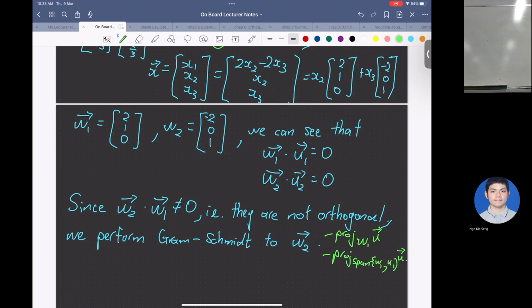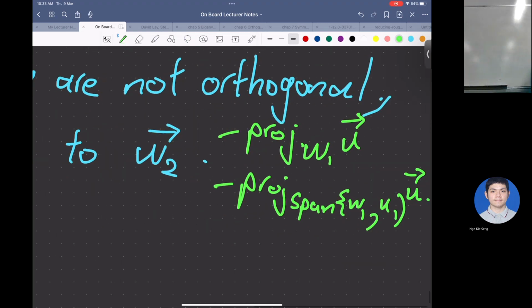And then if you project on W1 and U1, then if you take the difference, it is orthogonal to both of them. But since W1 is already orthogonal to U1, the one you create will also be orthogonal to U1. To be safe, you just do this.